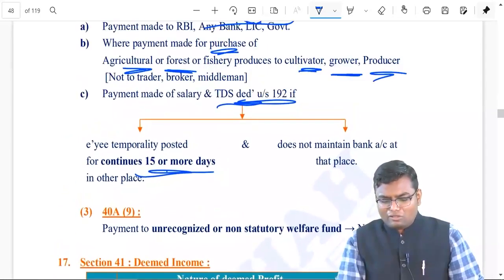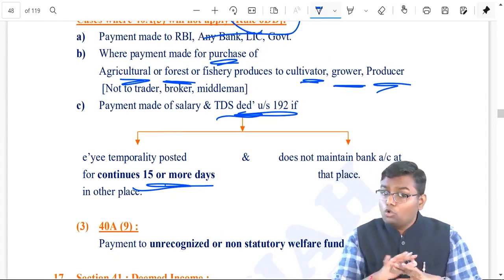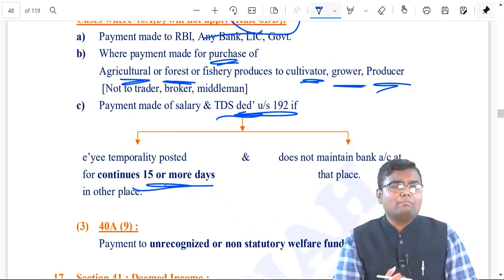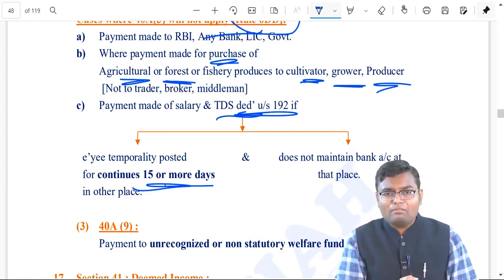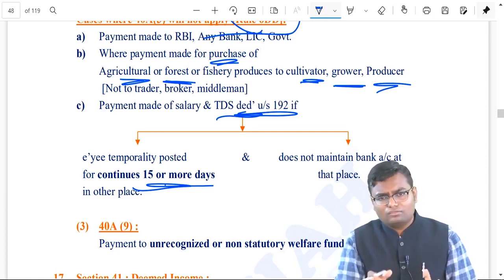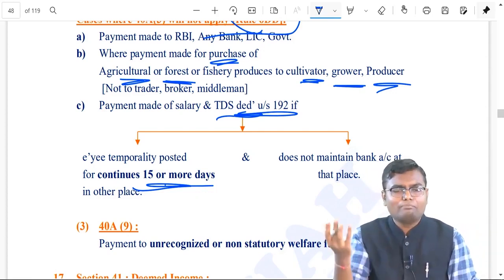There are so many other points also in 40A(3). Like, you are making payment in a city or a town where no bank is there, or you are making a payment to a cottage industry working without the aid of power supply, or you are making payment at the time of employee retirement and up to 50,000, 40A(3) will not apply. This kind of thing is there. I have not covered it because it is not that important.